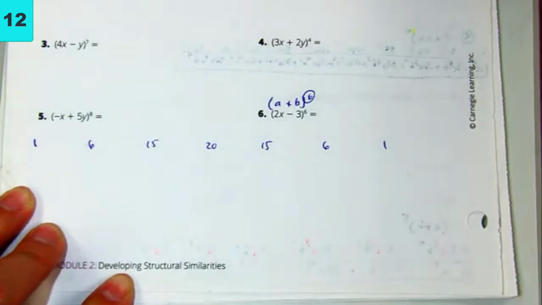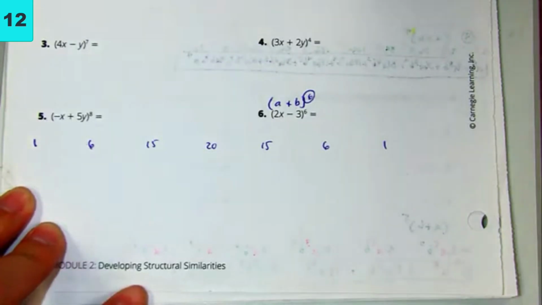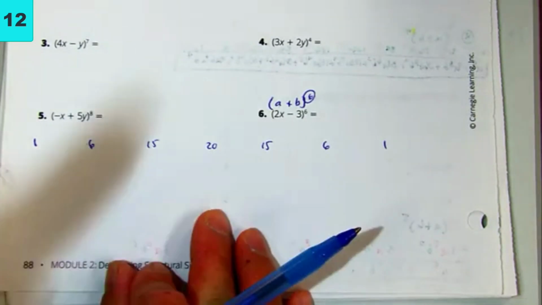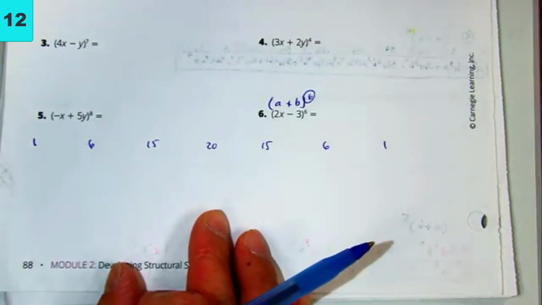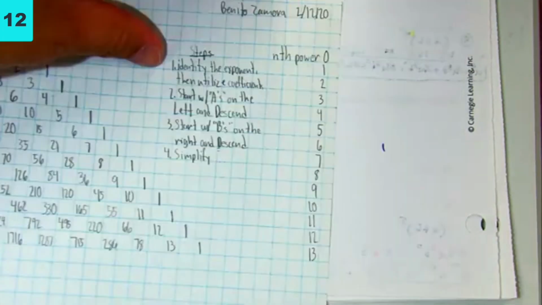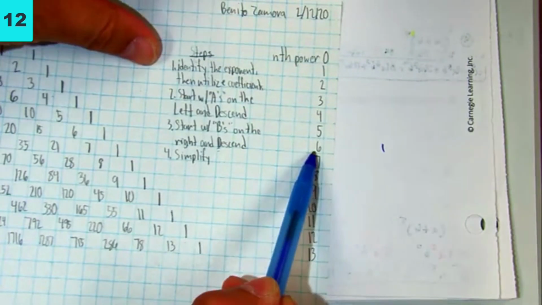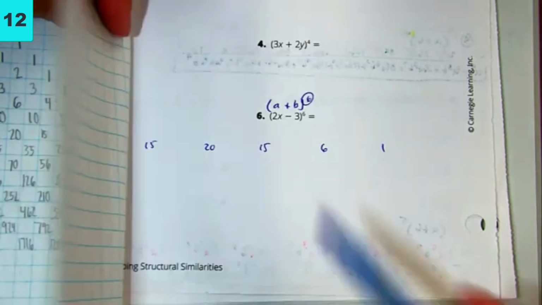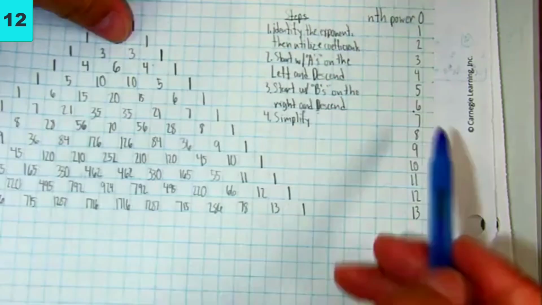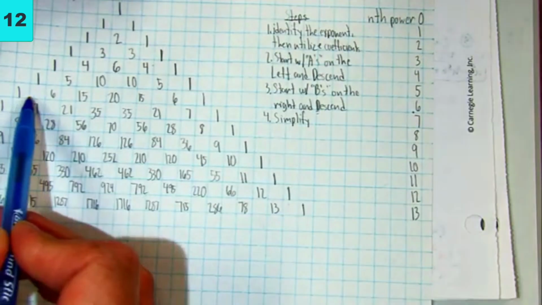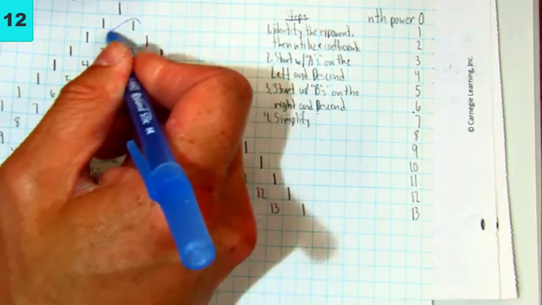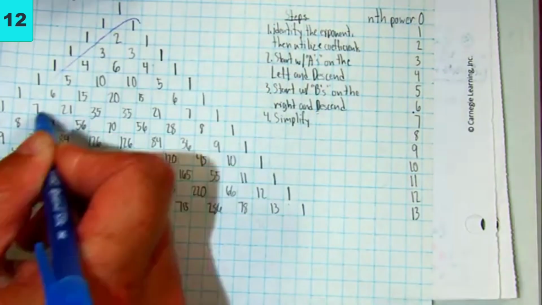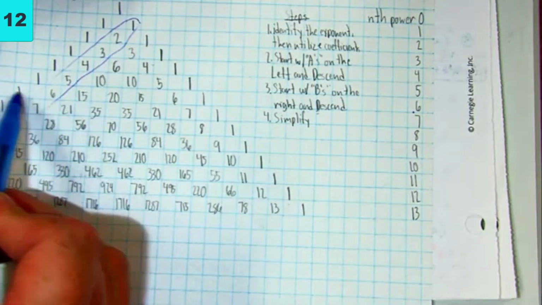Thumbs up, thumbs down? Okay. If you look at your Pascal's triangle, you can either look on this side where it says the 6th power, because that's what it has here, 6, and you're writing down these numbers. Or you can go to the second row right here that I'm highlighting, and you can use that one as well. Okay?